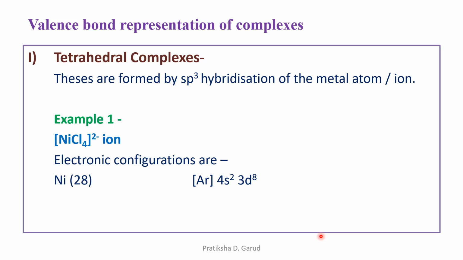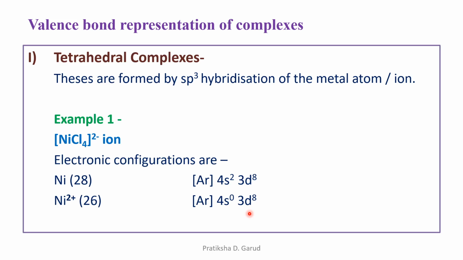But here we know that the oxidation number of nickel is +2, right? So nickel is in the +2 state. So Ni2+, that means we have to remove 2 electrons, and these 2 electrons are eliminated from the 4s. So the electronic configuration becomes argon core 4s0 3d8, right? So the electronic configuration for the central metal ion Ni2+ is 4s0 3d8.